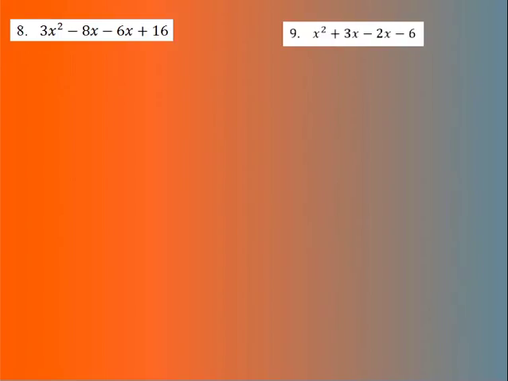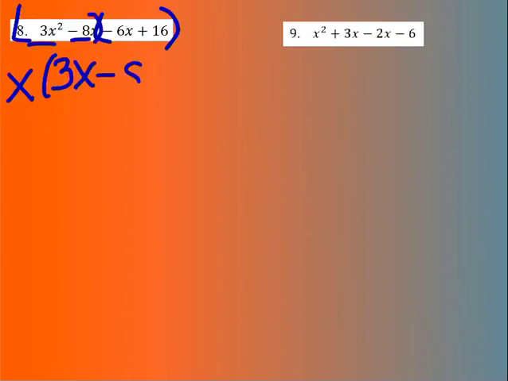So let's take a look at number 8. So we want to make two groups. So between 3 and 8, I can't factor anything out. But I can take out an x. So that's going to be my greatest common factor. So then I get 3x minus 8.